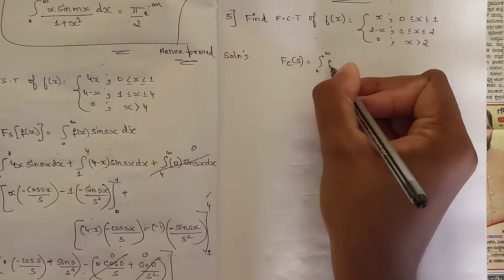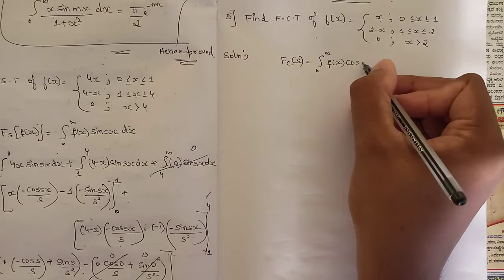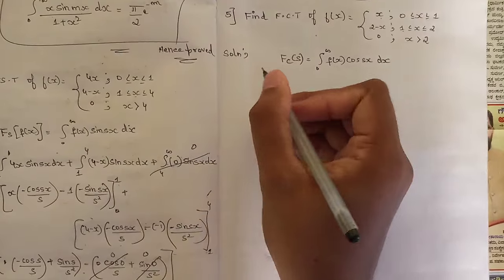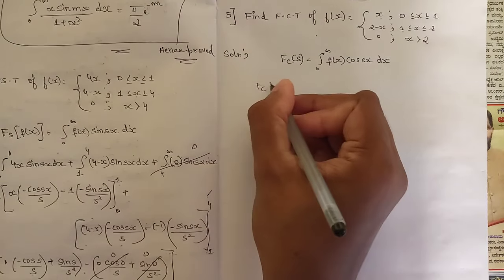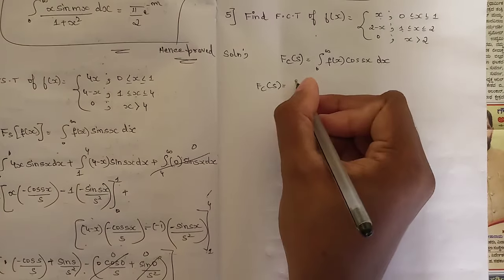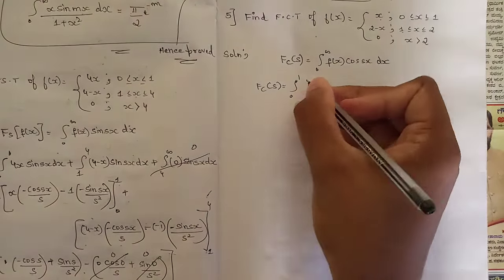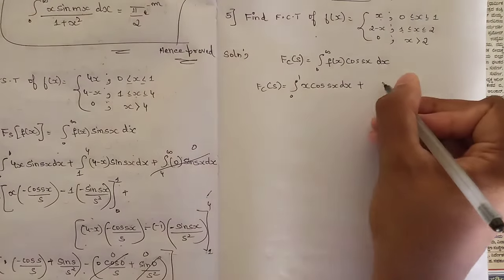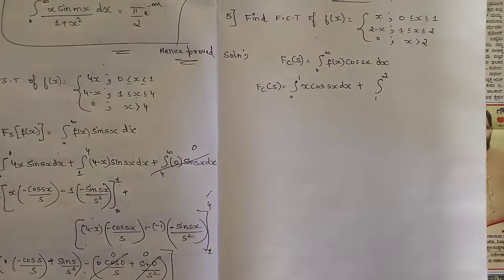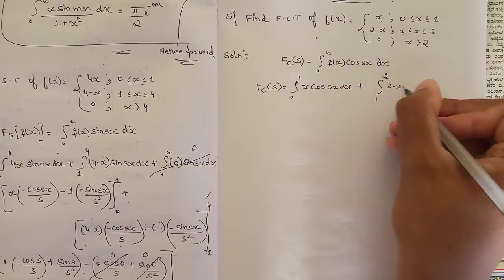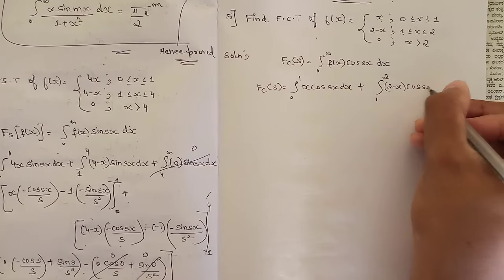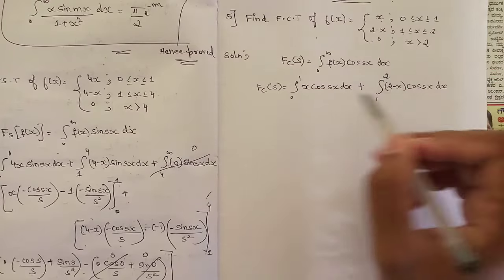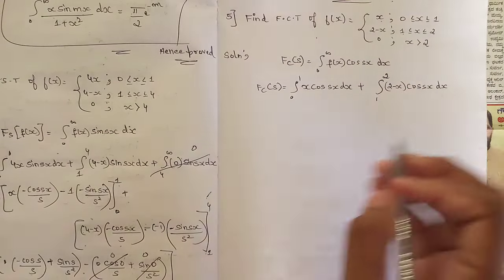0 to infinity f of x into cos sx, right? It is Fourier cosine transform, so cos sx into dx. Again we need to split the limits, that is we need to write it as Fc of s, 0 to 1. In 0 to 1 the value of f of x is x cos sx dx, plus from the interval 1 to 2, 2 minus x cos sx into dx. So from the interval 2 to infinity the value of f of x is 0, right? So I am not writing it again. So for these two we need to solve.